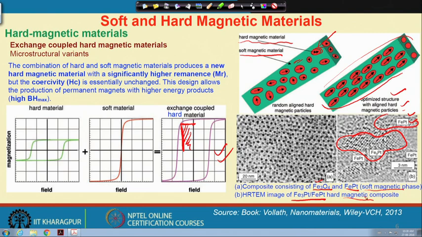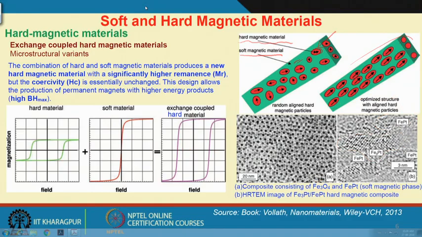So, there is enough experimental evidence that people have developed such hard magnetic material by combining 2 different phases. Both are hard, one is relatively harder than the other, and they have an exchange coupling, and by mixing that kind of nanocomposite microstructure we can achieve very high BH max values.